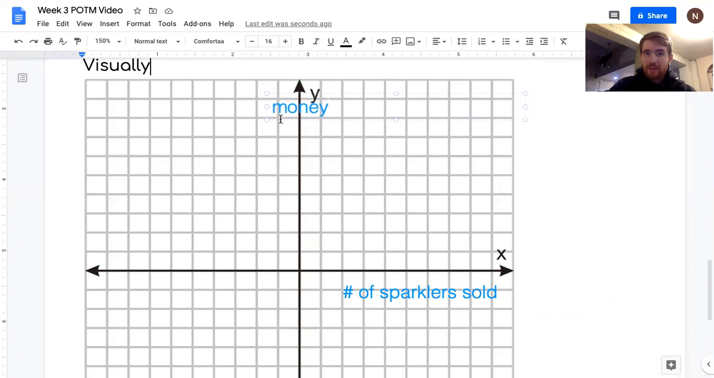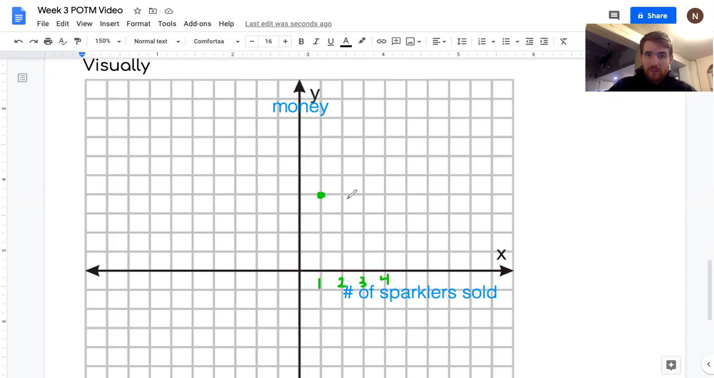It's either going to represent the money spent or the money we made. So first, let's represent how much money we make for our revenue. That one's pretty easy. We know that for every 1 sparkler we sell, we make $4. So 1 sparkler, $4. So this is 1, 2, 3, 4.